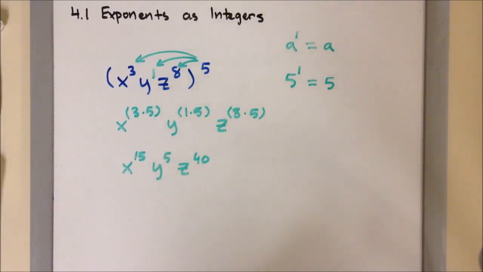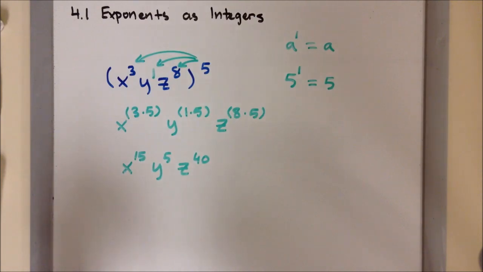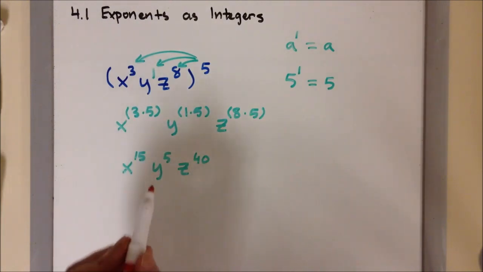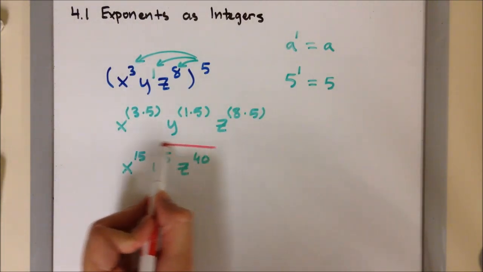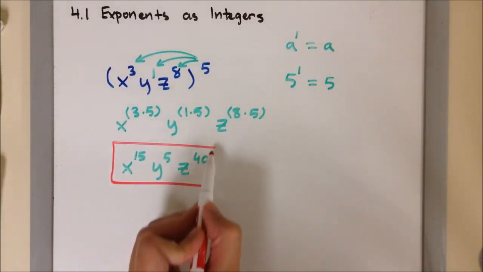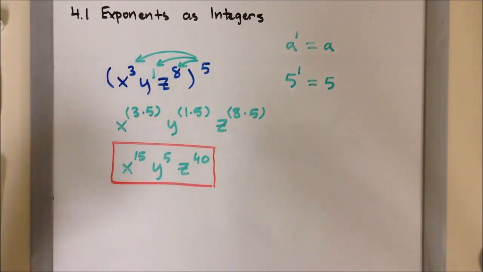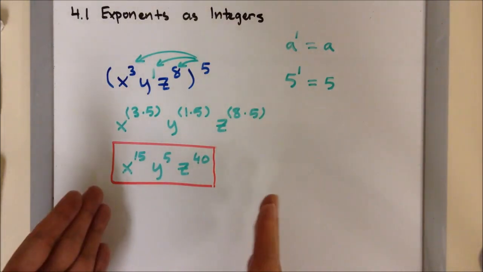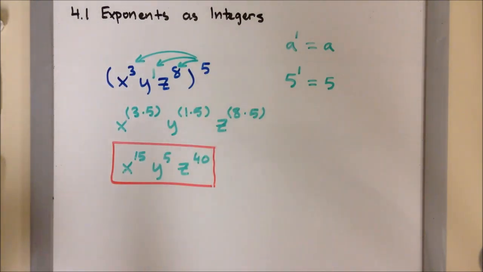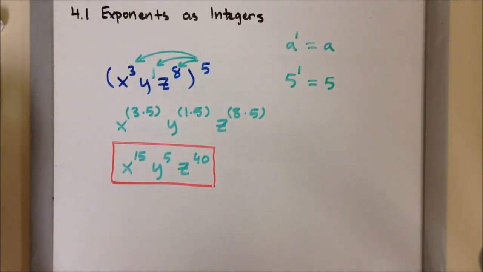So there is our final answer. x to the 15th power times y to the 5th power times z to the 40th power. As we progress, we're going to start working with numbers, and the law of exponents will apply same as how it applies to the variables, same process, same law of exponents when the bases are numbers.